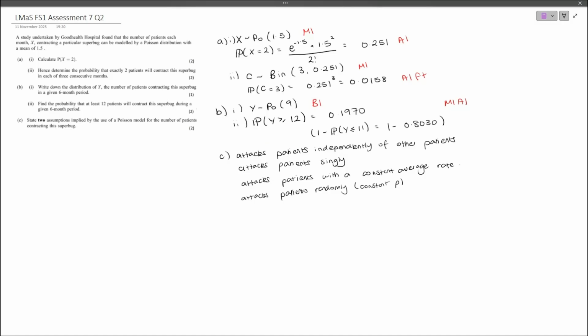Last but not least, you get 2 independent accuracy marks, one for each assumption you make. Each of these 4 assumptions is valid. You get B1 for giving one of them, and a second B1 for giving a second one. If you give 3 assumptions, you can only score a maximum of 1 mark.